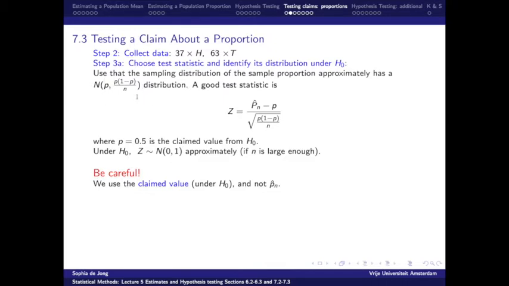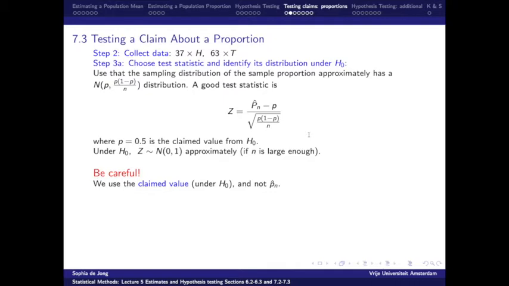So the sampling distribution of our sample proportion has this normal distribution, and therefore if we subtract the mean from the sample proportion, so minus P, and we divide by the standard deviation, so the square root of this variance, then we have a test statistic that has a standard normal distribution. And we identify its distribution under the null hypothesis, so under the assumption that P is equal to 1/2. So that is the value that we substitute here and here in this test statistic.